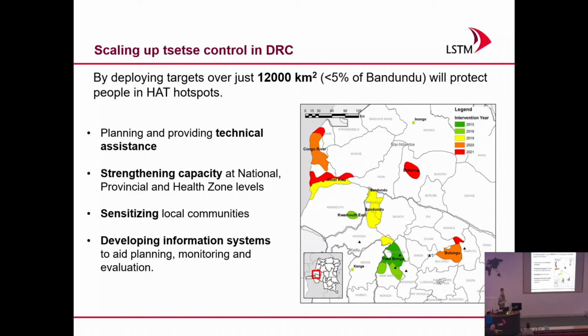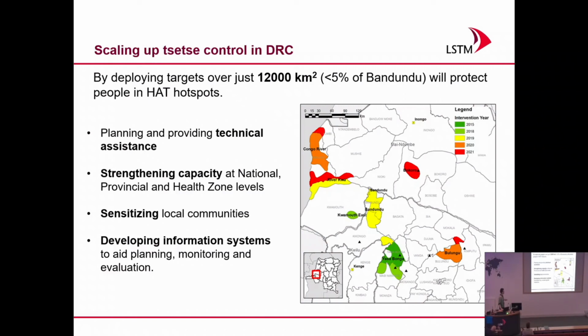So, we need to put in place a system which involves the central level, the provincial level, and the health zone level, similar to the system that's in place for medical activities. We need to make sure that there are people at those different levels who are trained on tsetse control, but who are also equipped with all the materials that they need in order to do the project.